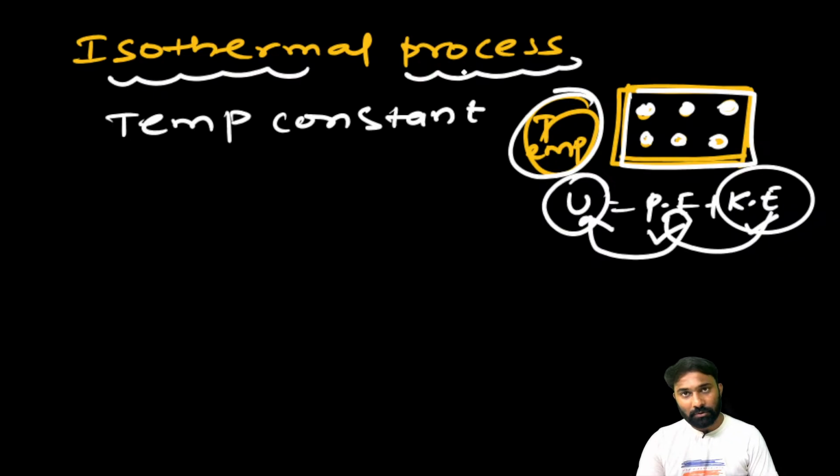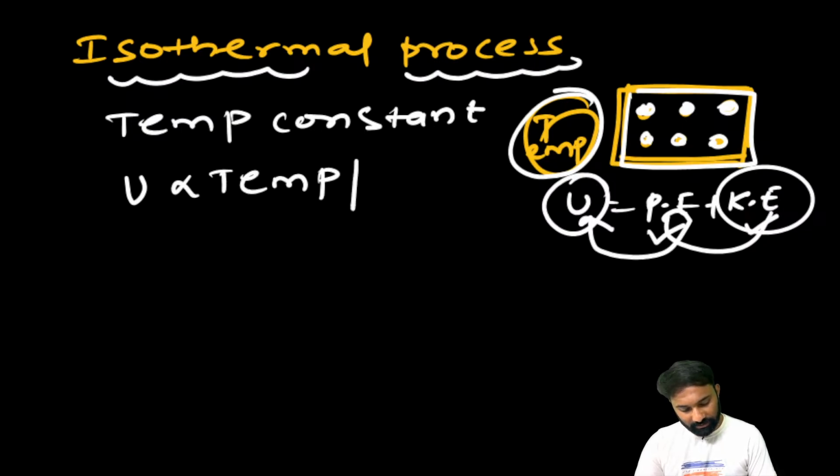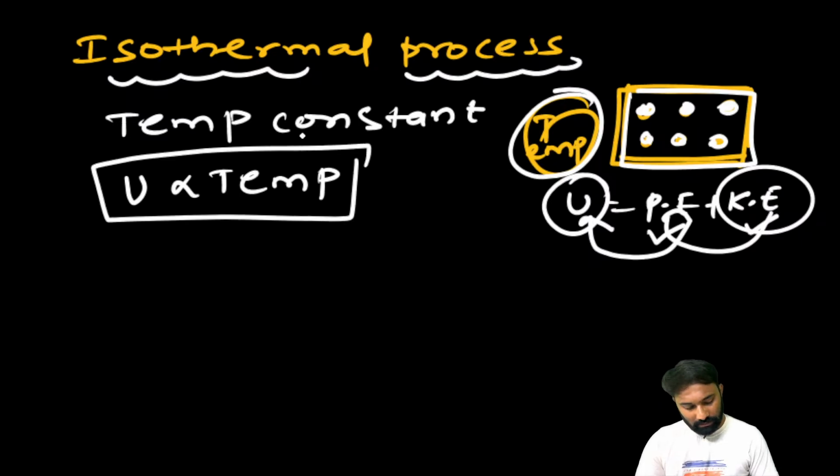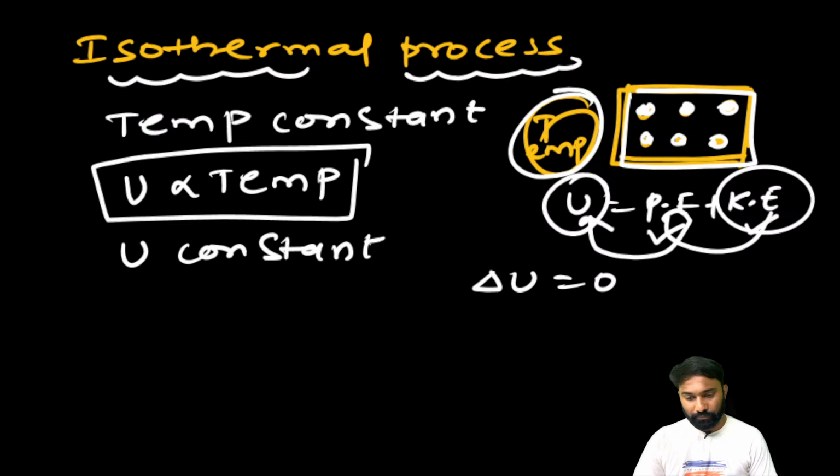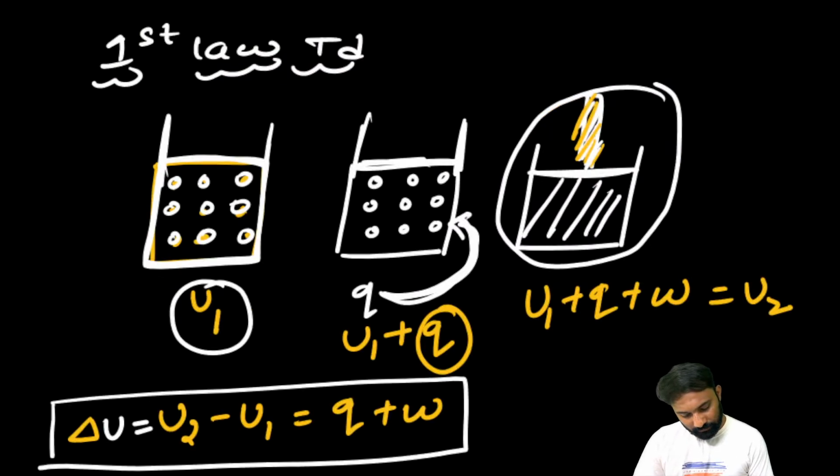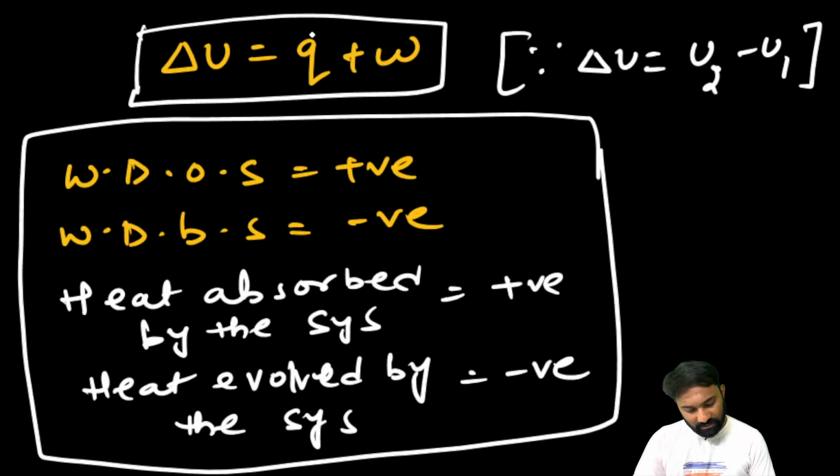In the isothermal process, temperature is constant. If the temperature is constant, which is constant? Internal energy is constant. Internal energy is directly proportional to the temperature. Clear? Temperature constant means U is constant. If U is constant, we know delta U is equal to 0. According to the first law of thermodynamics, this is for a large change.